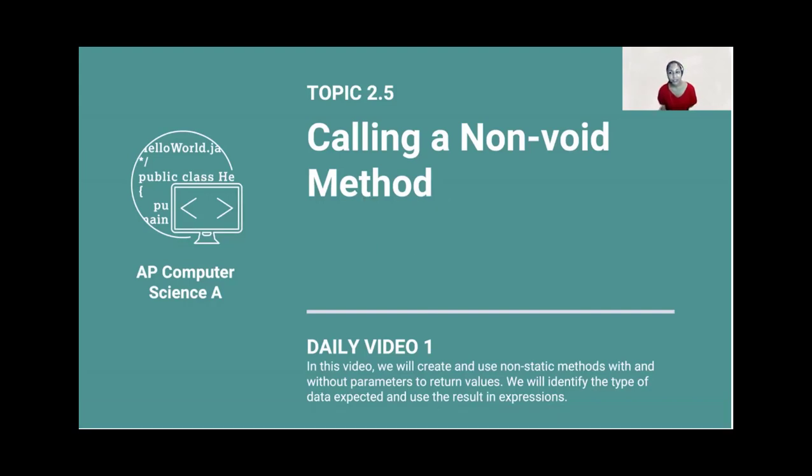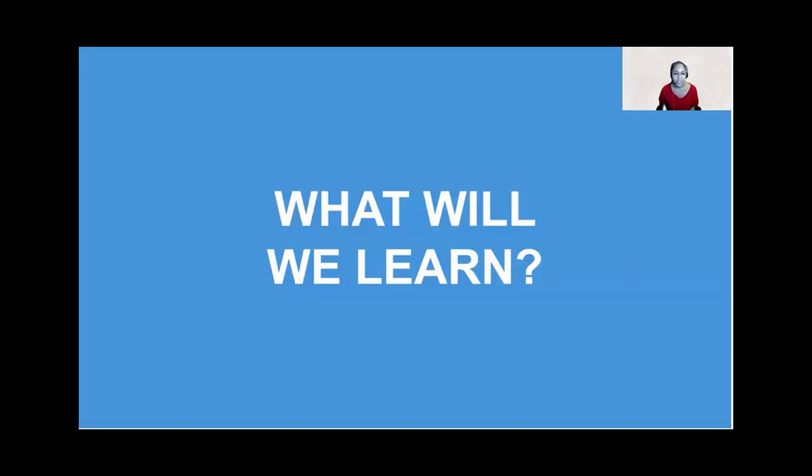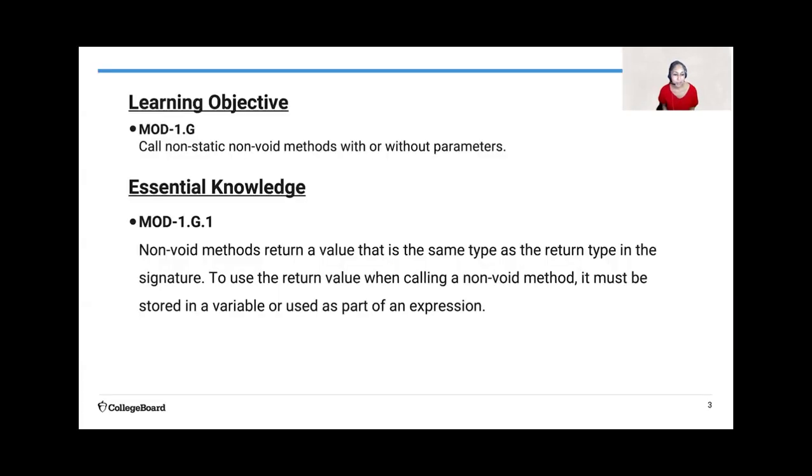This time we're going to be looking at calling non-void methods, or methods that can return values, and look at how we can modify programs to return values that we can use in different expressions. So what are we learning today? We will learn how non-void methods return a value that's the same type as the return type in the signature. And once I get that return value, I can then turn around and either store that in a variable or use it as part of an expression.